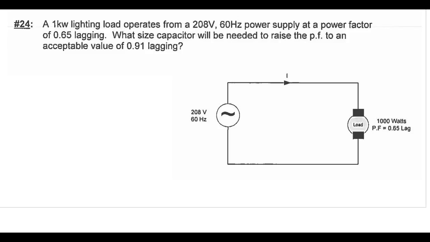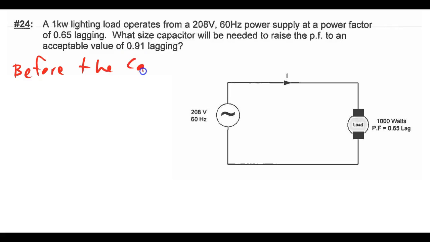So this question is typically referred to as a power factor correction type question. And here we want to analyze the circuit shown, which describes the 1 kilowatt load before the capacitor is added. And so then before the capacitor is added, the load runs at a power factor of 0.65 lagging.